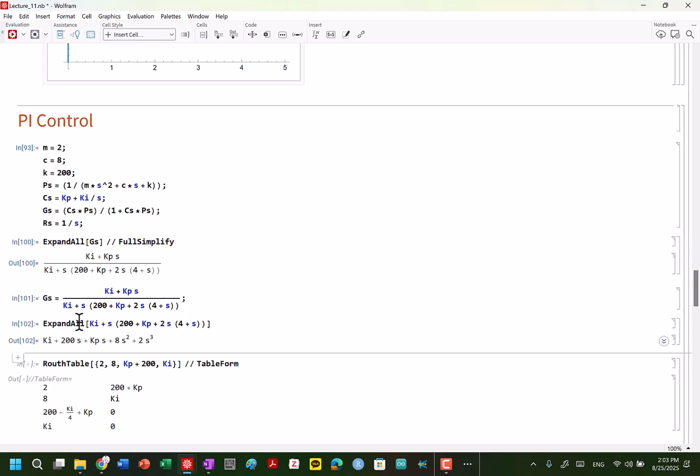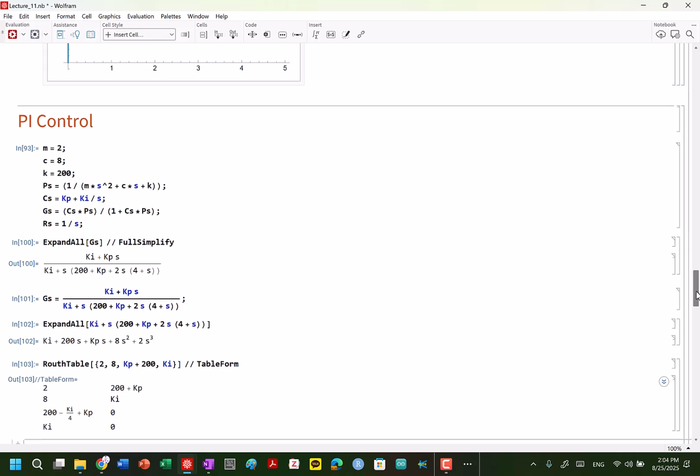But anyways, I've expanded this out. This is our denominator, so this is our system. Let's do our Routh table. So 2, 8, Kp plus 200, and then Ki. So this is our Routh table.